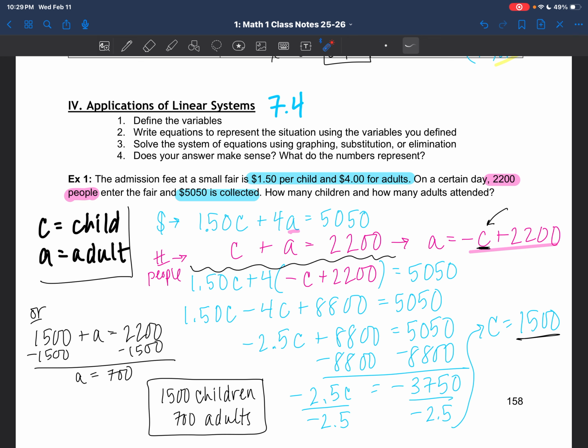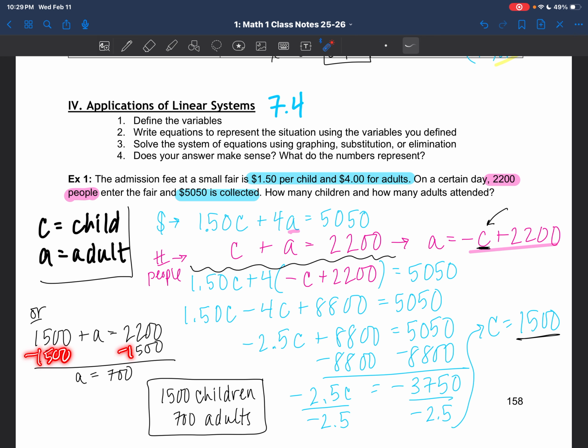But we need to find out the adults also. To do that, wherever we see C, we're going to plug in this instead. I'm going to go with the easiest equation. You can use this equation, you could also use this equation, just remember when you substitute and put it there. But I'm going to go with this equation so I don't have to worry about that negative. So instead of C, I wrote 1,500, and now we're going to solve for adults.